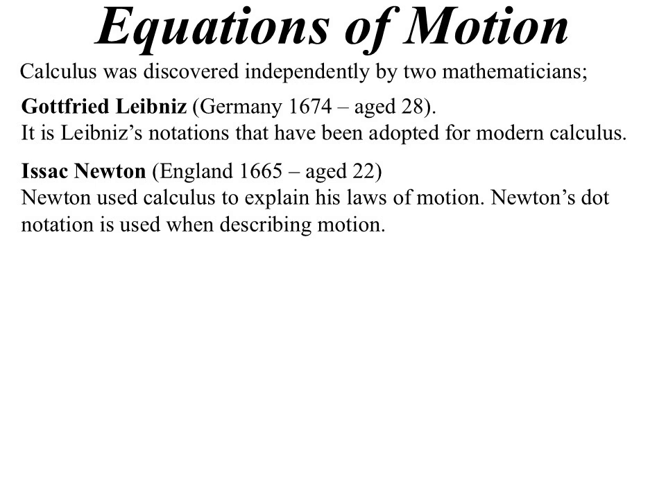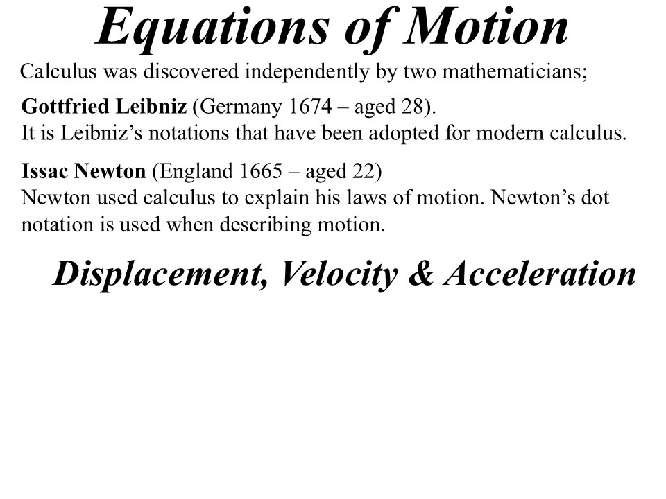We tend to use dot notation. Interestingly though, look at the ages when they came up with these ideas. So Newton was only 22, Leibniz was 28. He was a bit older when he came up with the idea. Displacement, velocity, acceleration. These are the three key things we talk about with motion.